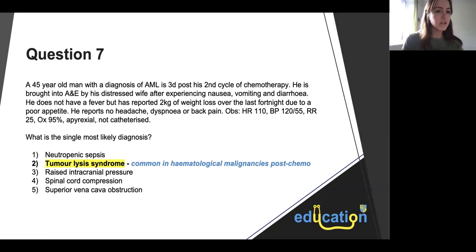Raised ICP is not suggested here. I guess that they are vomiting, but I think there's not enough in the stem to suggest it. And then spinal cord compression and SVCO aren't necessarily suggested either, again, nothing in the stem really suggests it.